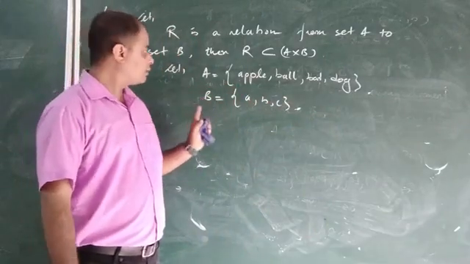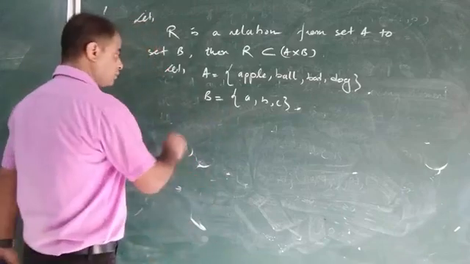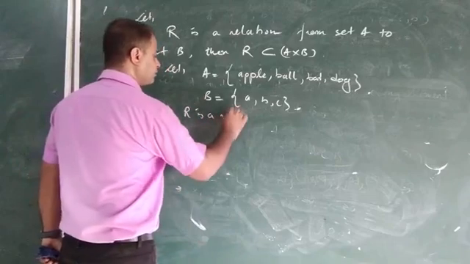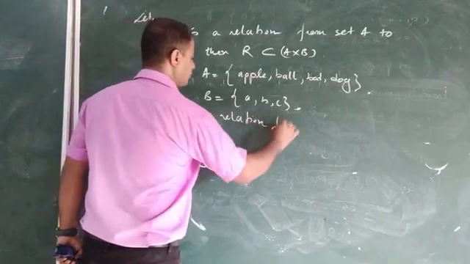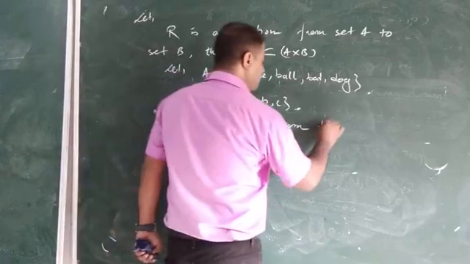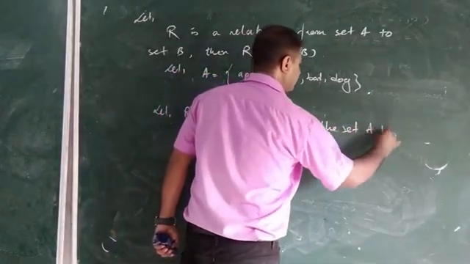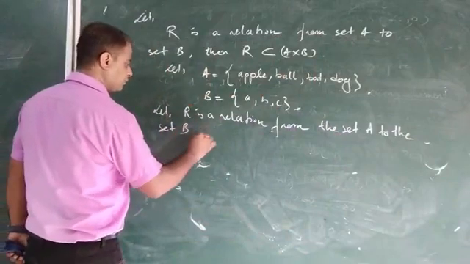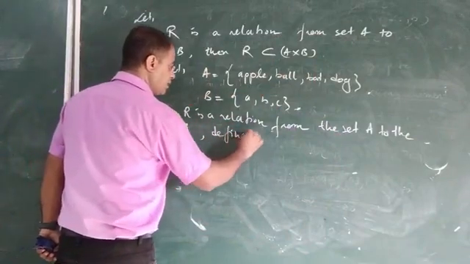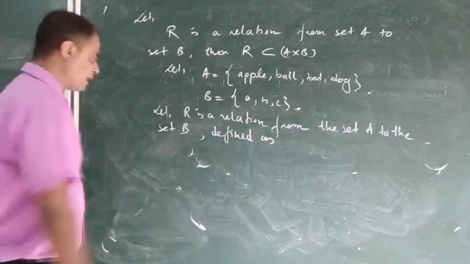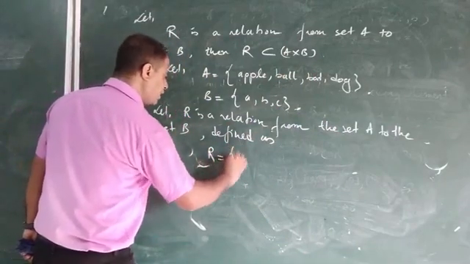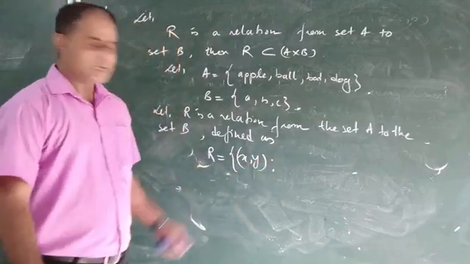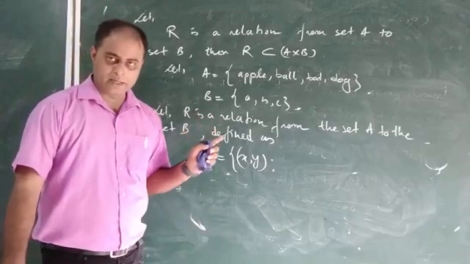But let R be a relation from the set A to the set B, defined as R equal to {(x, y)}, because R is a subset of A cross B. So the elements of A cross B are ordered pairs.